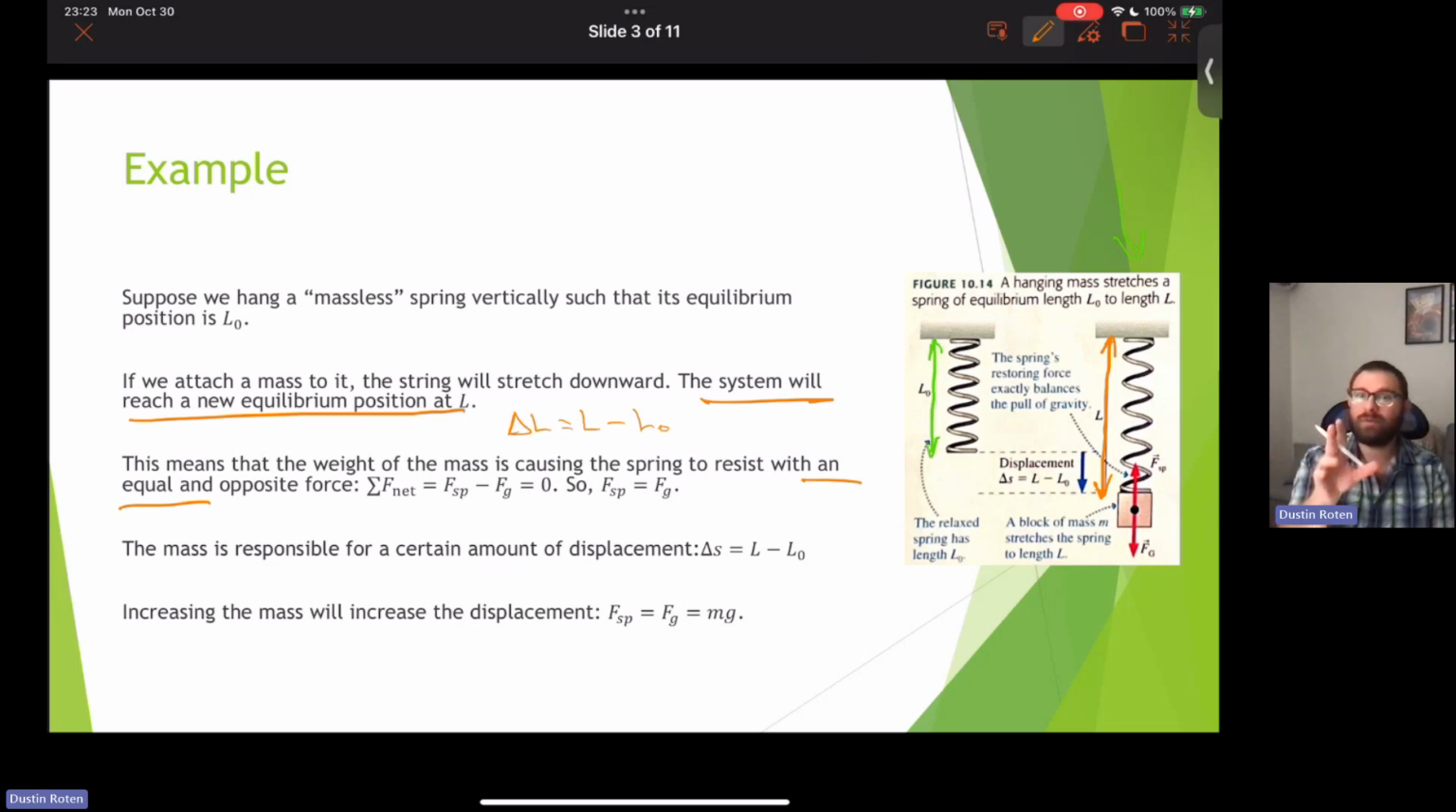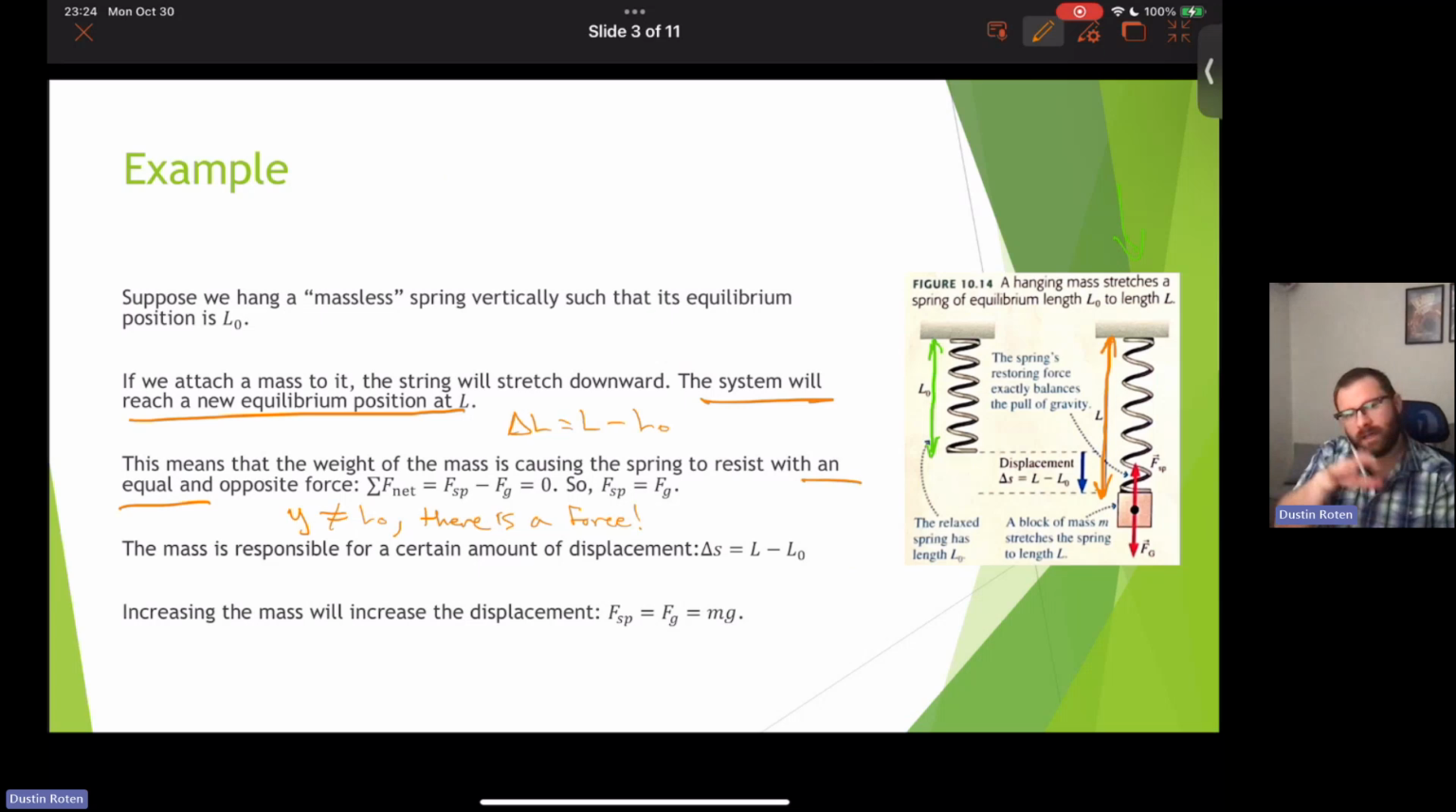It's not in its equilibrium position, so we know there's a force actively acting on it, okay? So because y does not equal L0, there is a force. And we know that force is the mass of the block or the object that we hang on this spring, okay?